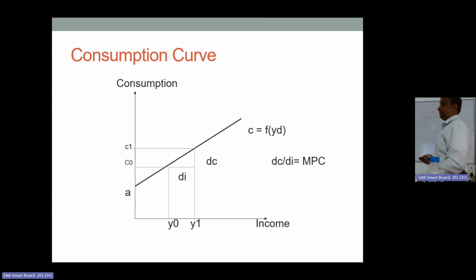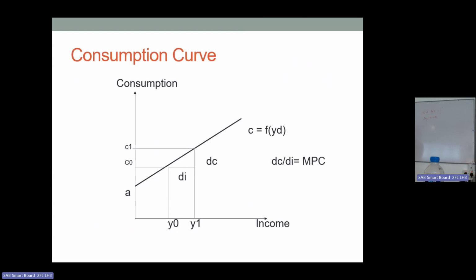Now here we see the consumption function starting from here, because at zero level income there is a consumption. Autonomous consumption means at zero level income, there is a certain level of consumption, that depends not only on the income but on other factors. The consumption function is C = A + BY.